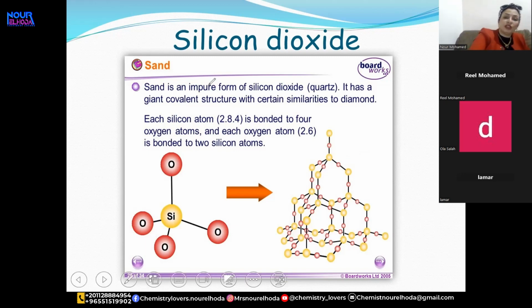Our last topic for today is going to be the metallic bond, which is the easiest. That's why I kept it till the end. I know all of you know metallic bond, but we're going to do it quickly. So we're done with the bonding.